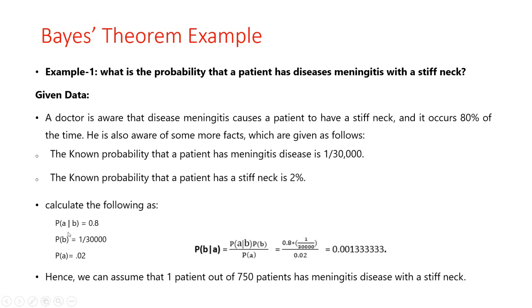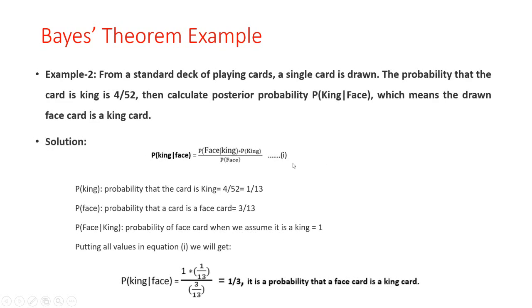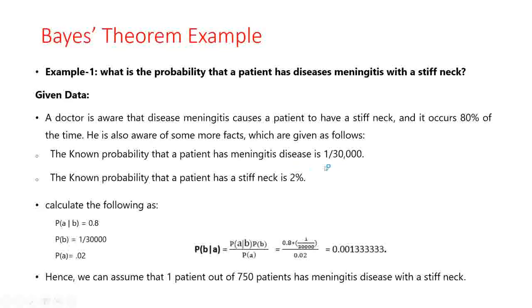So we have to calculate the following: the probability of A given B is equal to 0.8. Meningitis causes the patient to have a stiff neck and it occurs 80% of the time, that means 0.8. Probability of B, the patient has meningitis. B is for meningitis and A is for the stiff neck. So the probability that a patient has meningitis is 1 divided by 30,000. Okay, so this is another given data.